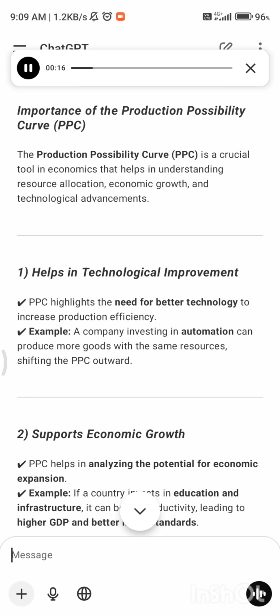1. Helps in technological improvement. PPC highlights the need for better technology to increase production efficiency. Example, a company investing in automation can produce more goods with the same resources, shifting the PPC outward.